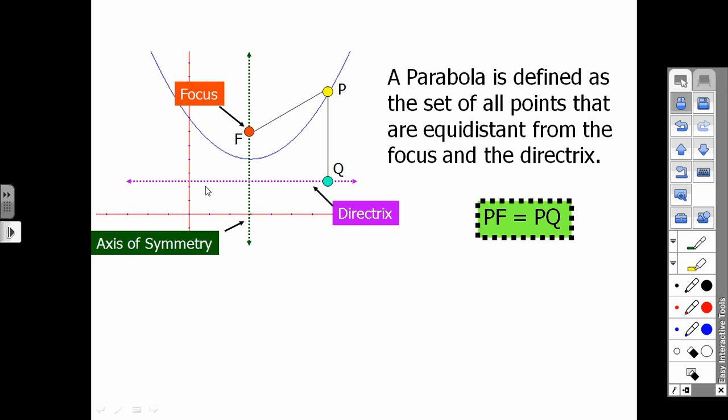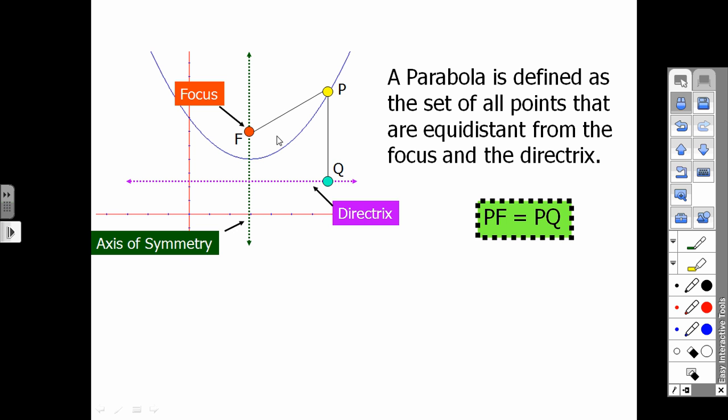It is a line, and the line is going to be perpendicular to the axis of symmetry. It's going to be on the other side of the parabola. So you have the focus, which is inside the curve, and the directrix is on the other side of it.